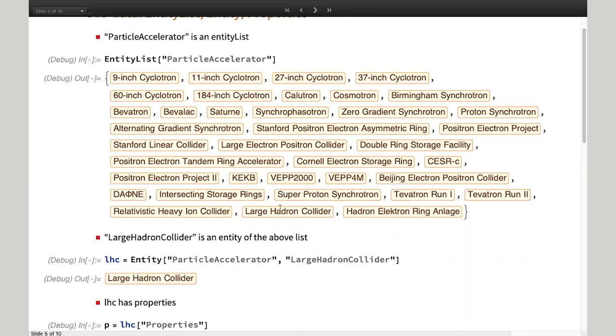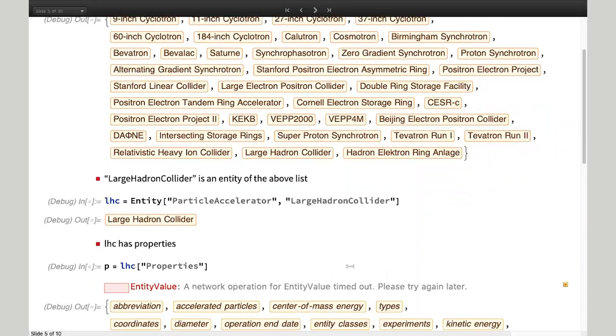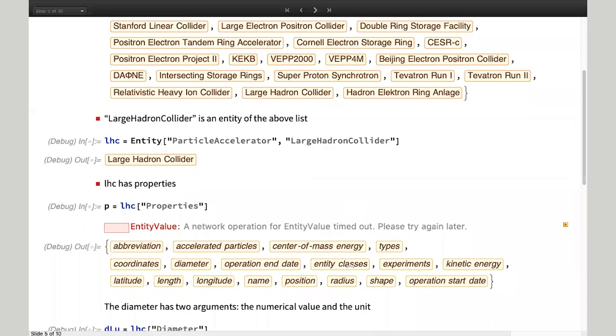And one of them is the Large Hadron Collider. And when I click on it, you can't see it, unfortunately, but there is the detailed structure, the detailed syntax of that yellow frame that you use here. You say the LHC is the entity particle accelerator, Large Hadron Collider. And so this is the name that you will use forever in the following work. So what are the elements or the properties of the Large Hadron Collider?